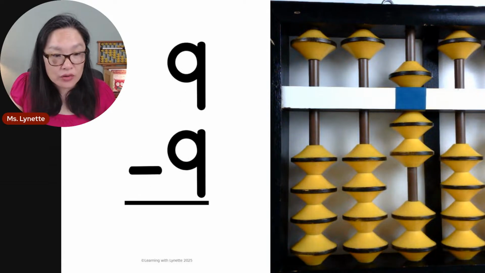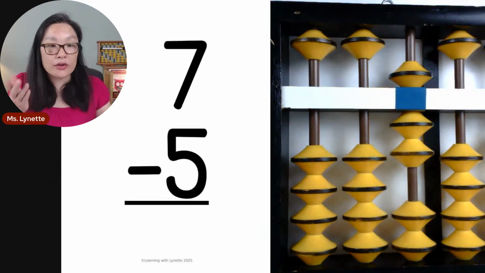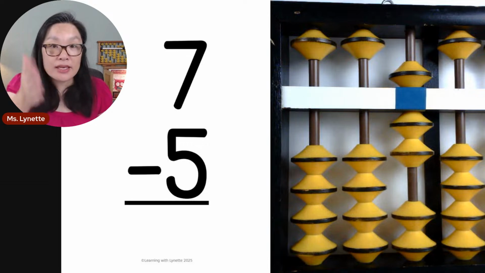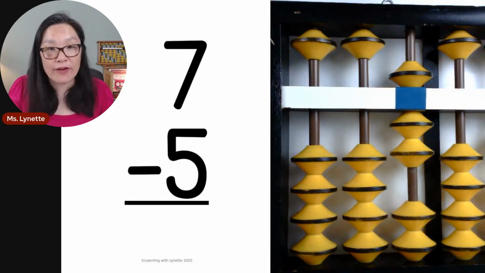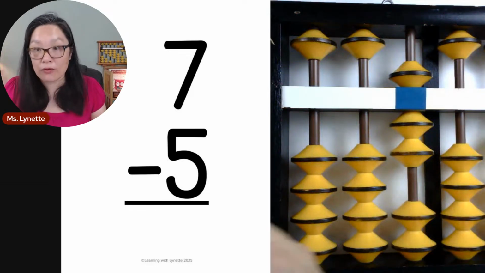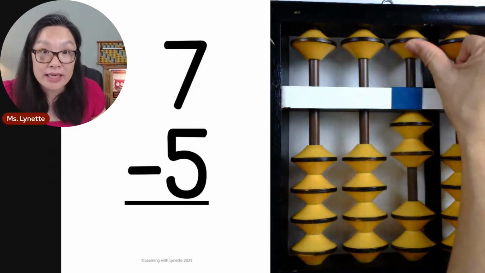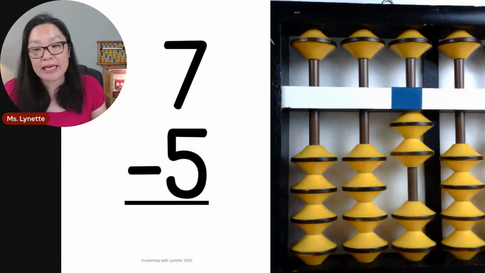Whereas if you go to these symbols, right? This is 7 take away 5. We're asking the children to visualize what 7 looks like, and we're taking away what 5 is. Whereas on the abacus, we could say, this is 7, and we want to take away the 5. They could see it and they can remove it.